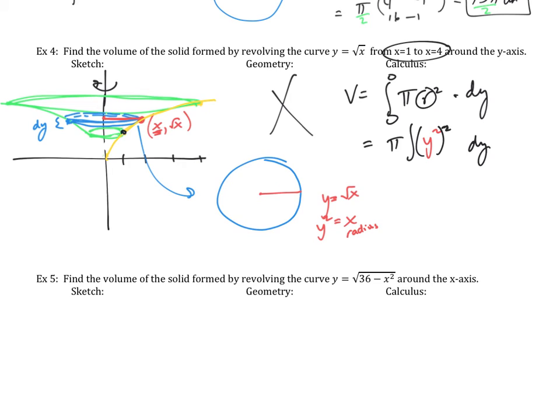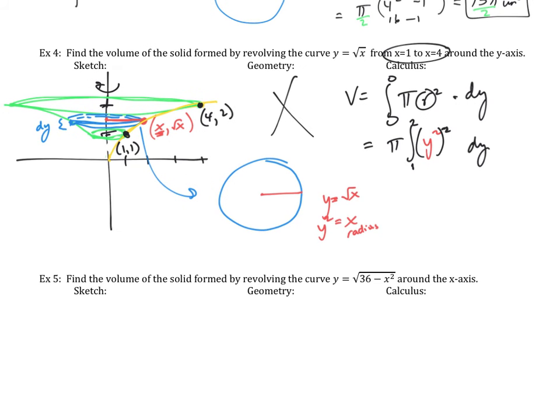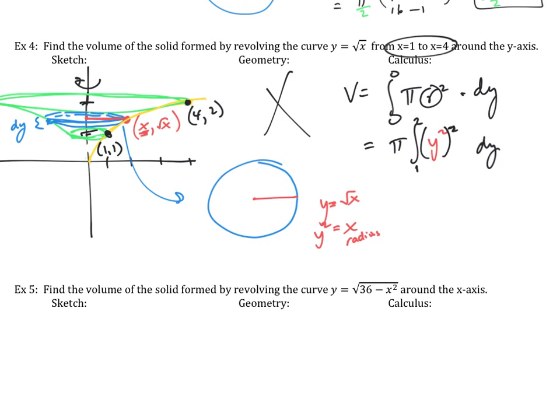Let's figure out what those points are. So if x is 1, y is radical x, so this point is (1, 1). So the starting point is still 1. But this point here is (4, 2), because radical 4 is 2. So my y values are from 1 to 2. X values would be 1 to 4. Okay, so again, take a minute, process everything that I just did in terms of setup there, and then have a ball with the calculus.